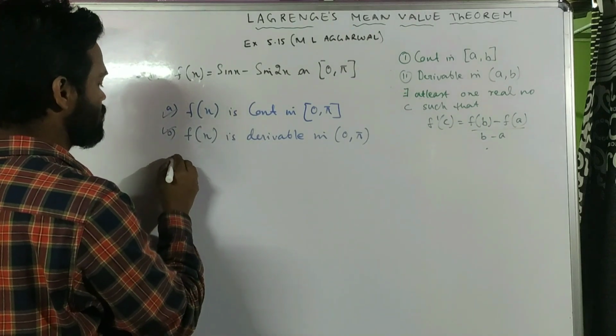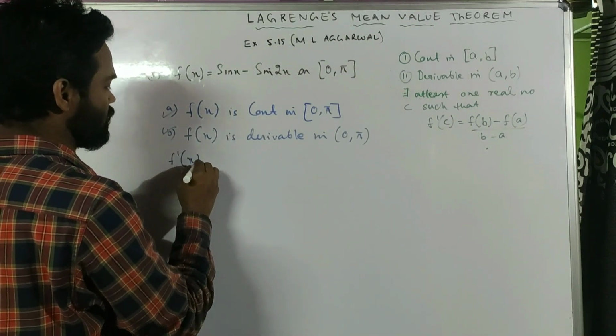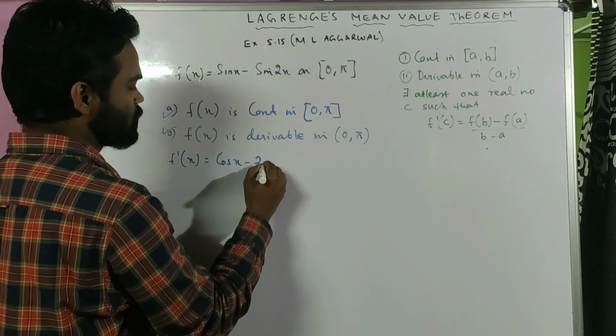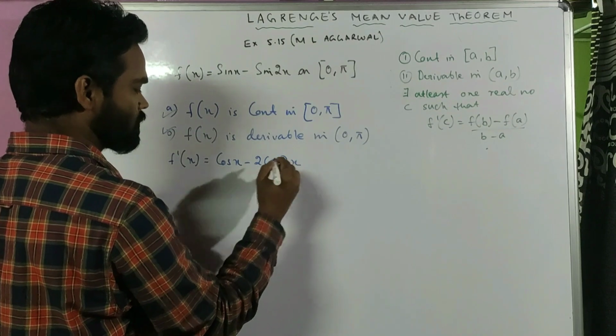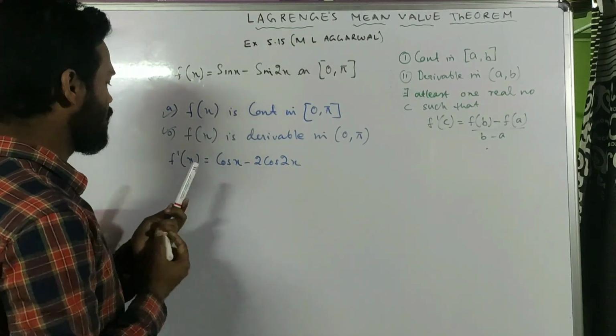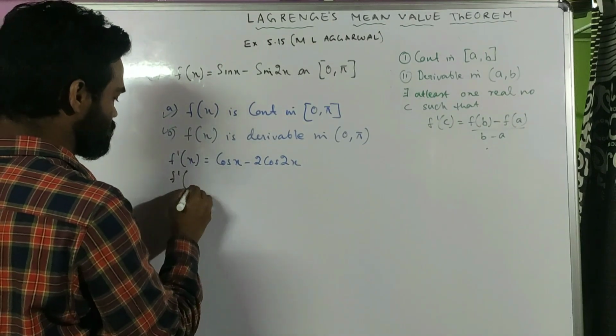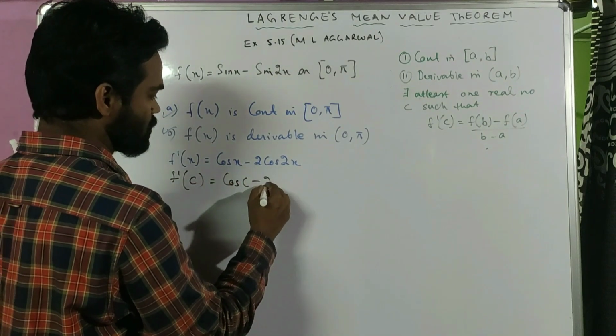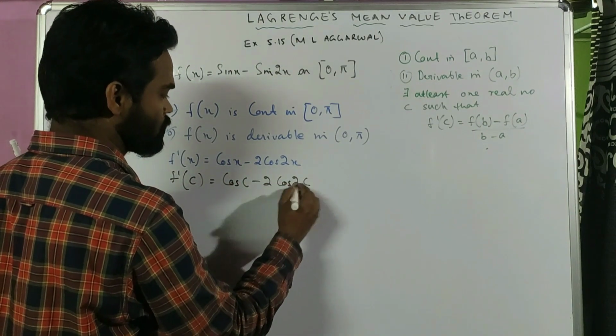Now find f dash x first. F dash x will be what? Cos x minus 2 cos 2x, which means your f dash c will be cos c minus 2 cos 2c.